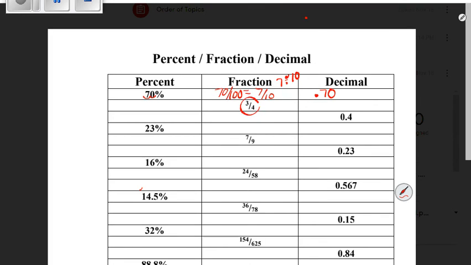Ooh, now they've given me a fraction. So my first instinct is to divide. 3 divided by 4, and I get decimal 75. You can either times that by 100 or move it 2 spots, and you get 75%.